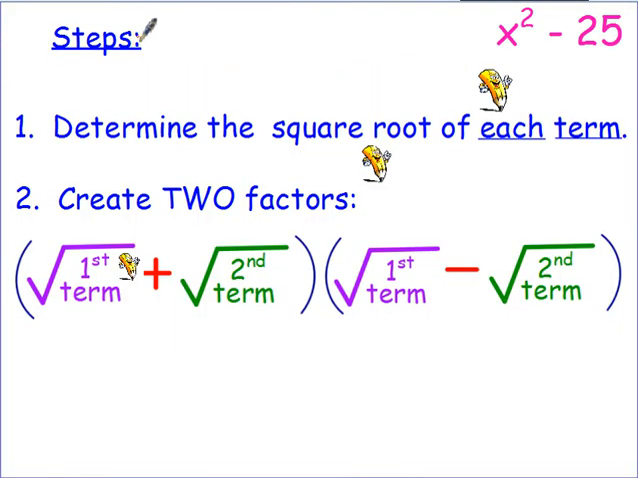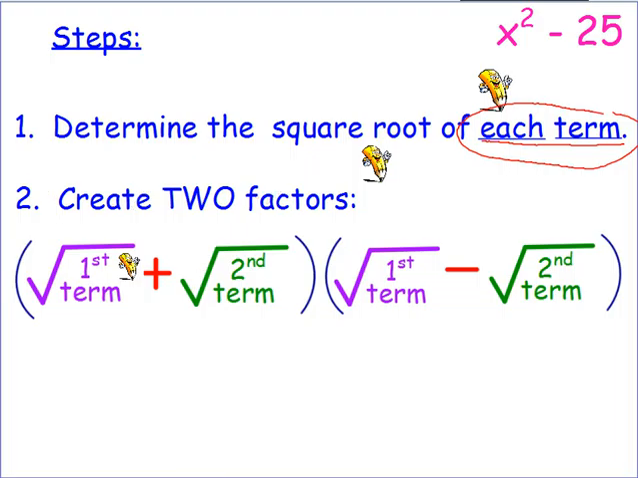Okay, our steps for actually using the dots method. First, we need to determine the square root of each term. The square root of x squared, for example, would be x, and the square root of 25 would be 5. So we know the square root of each term.